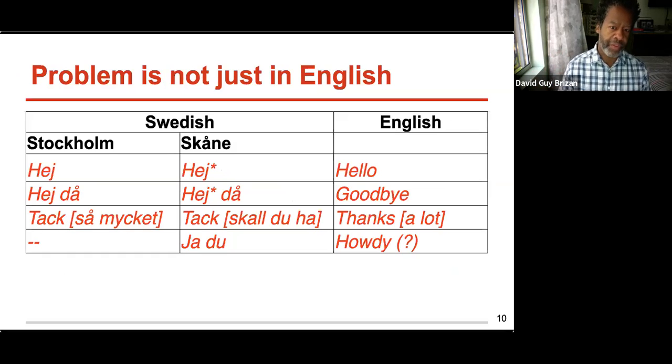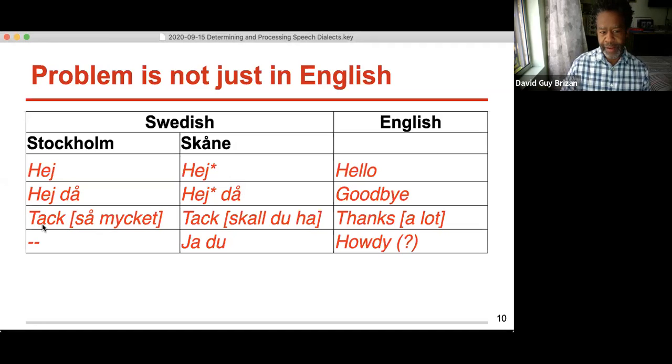This problem is not just in English. I do speak a little bit of Swedish, and I can tell you that there's a difference between the Swedish spoken in Stockholm versus the Swedish spoken in the south, in the southern region called Skåne. So in Stockholm, we would say hej, meaning hello. And in Skåne, you would say hi. So it's spelled the same, it's just pronounced very differently in the southern region. To say goodbye, you would say hej då in Stockholm, and in Skåne, you would say it differently. And there are many other examples, right? To say thanks a lot, you would say tack så mycket in Stockholm, and in Skåne, you would say tack ska du ha. So there you go. Very different ways of saying the same thing.